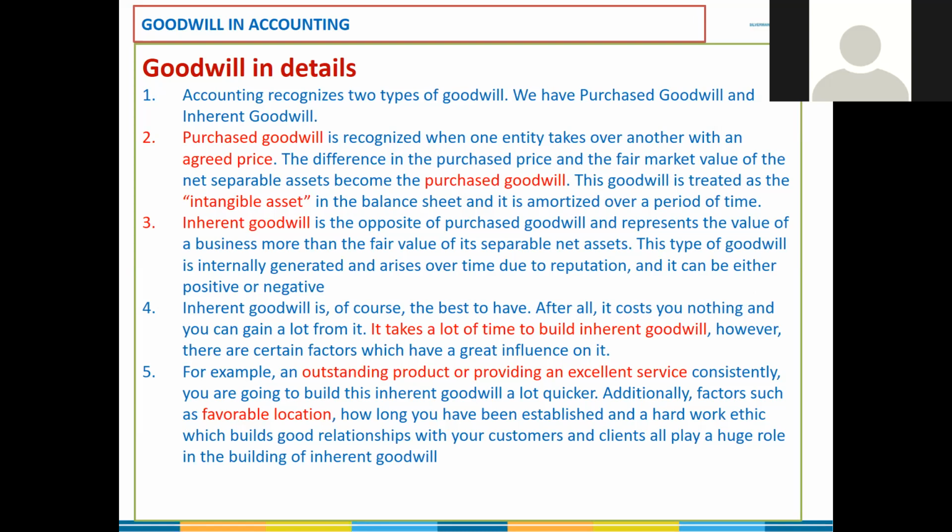Inherent goodwill is, of course, the best to have. After all, it costs you nothing and you can gain a lot from it. It takes a lot of time to build inherent goodwill. So this brings us to what I was explaining at the introduction. You see, it takes time to build inherent goodwill. That is before the product will be introduced, through the development and all that. It takes some time before you can build what is called goodwill.